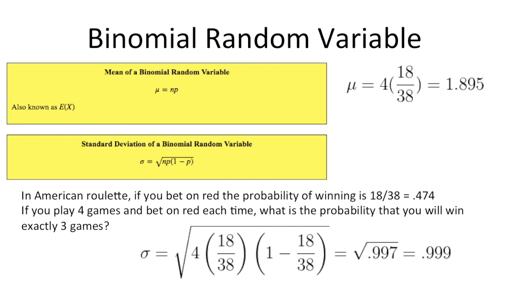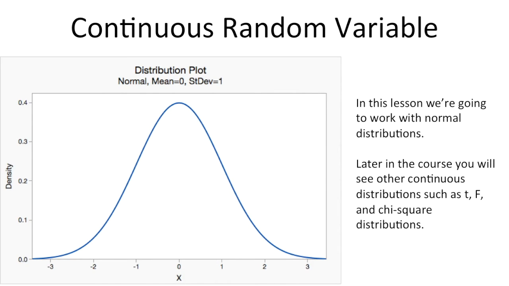Now, we'll move on to continuous random variables. This is the last type of random variable that you're going to see this week. In this lesson, we're going to work exclusively with normal distributions. These are bell-shaped distributions, such as the one shown in this plot here. Later in the course, you'll see other continuous distributions.